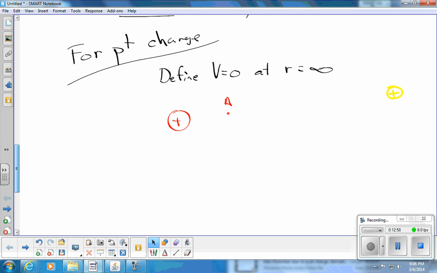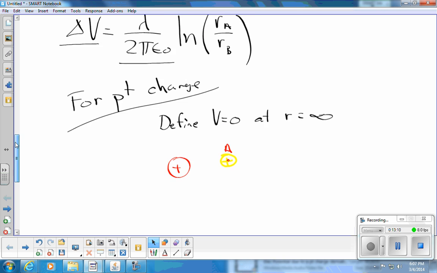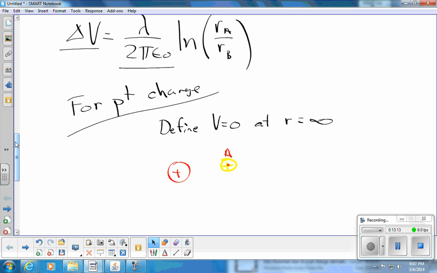What that means then is that the potential difference between infinity and point A, if I bring this back the other way, is a finite number. It only takes us so much energy to bring that charge from infinity to that point. So I can define V equals 0 at R equals infinity.